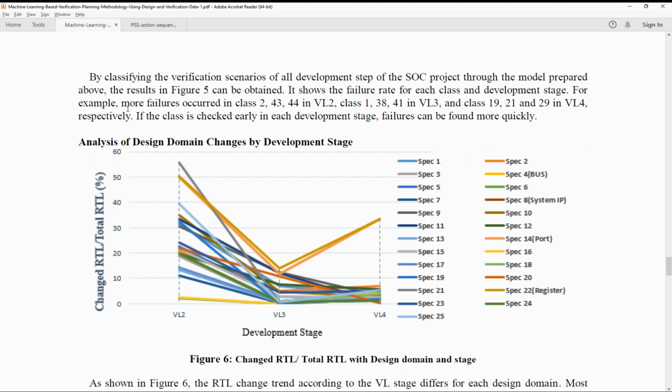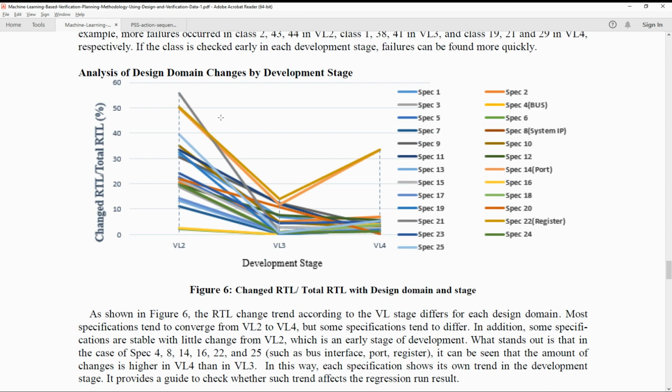For example, more failures occur in classes 2, 43 and 44 in VR2, classes 1, 38 and 41 in VR3, and classes 19, 21 and 29 in VR4, respectively. If these classes are checked early in each stage of the development, failures can be found more quickly.